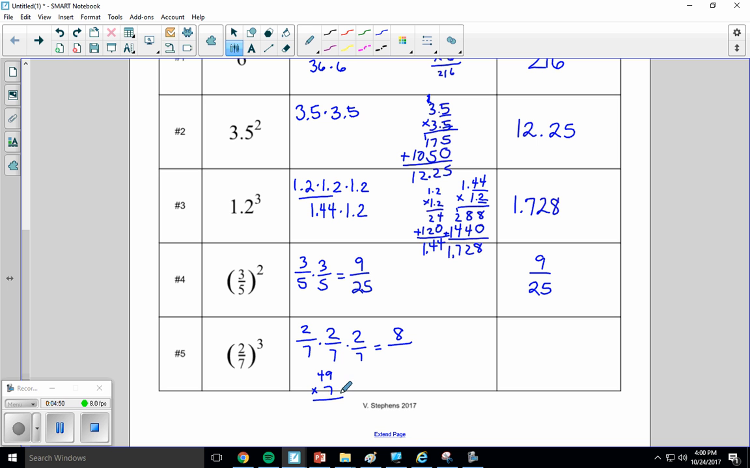Let's do our scratch work. 7 times 3 is 21... 7 times 9 is 63. 7 times 4 is 28, plus 3 is 31. So our denominator is 343. That cannot be reduced, so our final answer is 8/343.